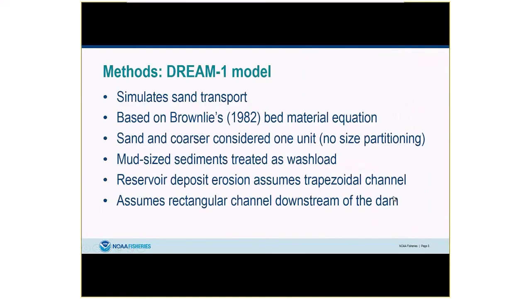So now to the methods. To simulate sediment erosion, transport, and deposition following Simkins Dam removal, we use the one-dimensional Dam Removal Express Assessment Model 1, or DREAM-1, which is basically designed for sand. For the sediment transport capacity calculations, the model uses Brownlee's 1982 bed material equation and considers the transport of sand and coarser particles as one unit for mass conservation calculations.